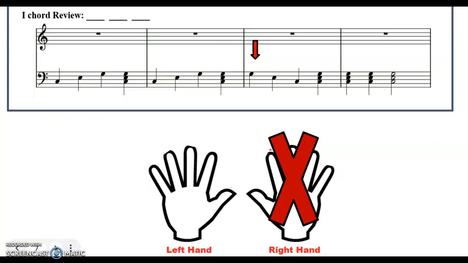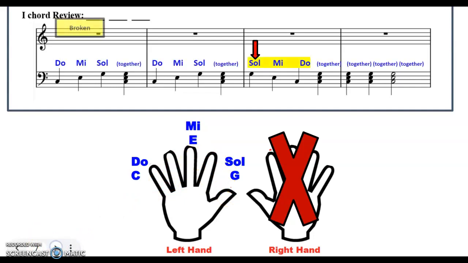When we play this exercise, we play it with our left hand because it is in the bass clef. So we go Do, Mi, So. 5th finger, 3rd finger, thumb, 1st finger. When we play the exercise, first we play it broken, Do, Mi, So. Then we play it blocked, all 3 notes at the same time. Do, Mi, So together, and then the exercise goes backwards. So, Mi, Do, together.